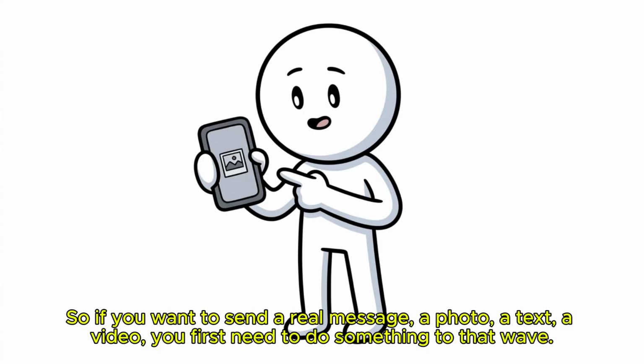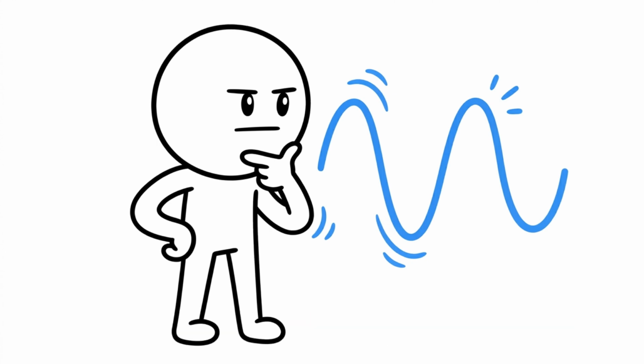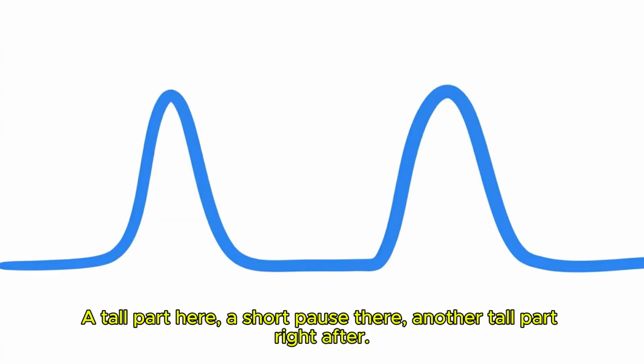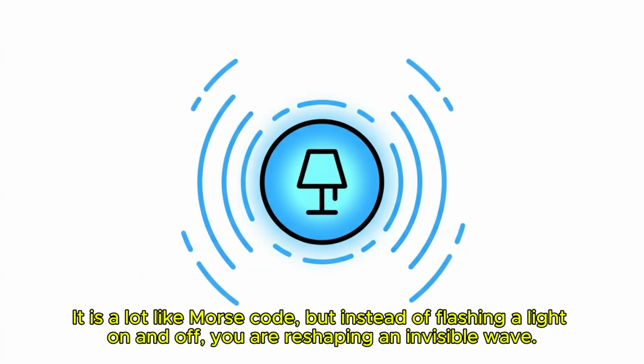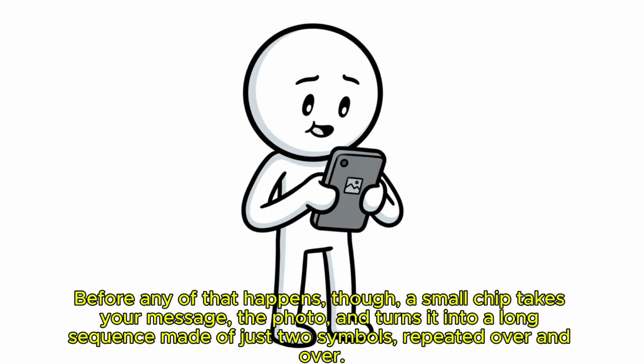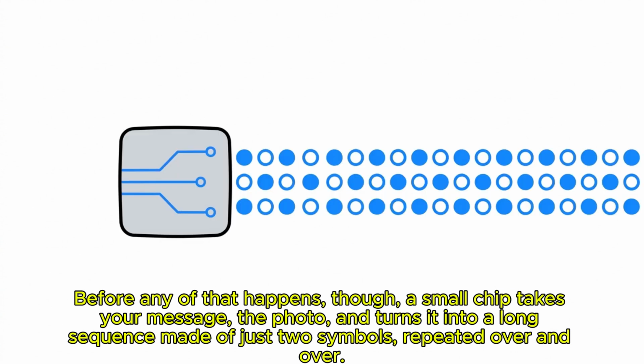So if you want to send a real message, a photo, a text, a video, you first need to do something to that wave. And here is the trick. You change the wave on purpose, in a pattern that means something. A tall part here, a short pause there, another tall part right after. It is a lot like Morse code, but instead of flashing a light on and off, you are reshaping an invisible wave.